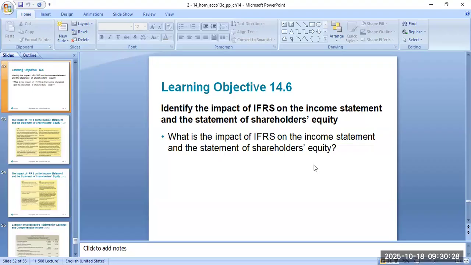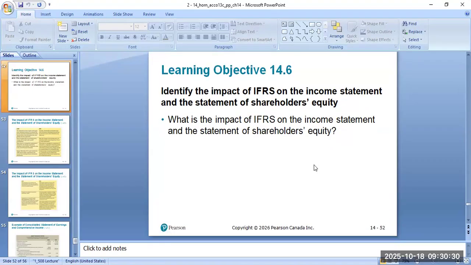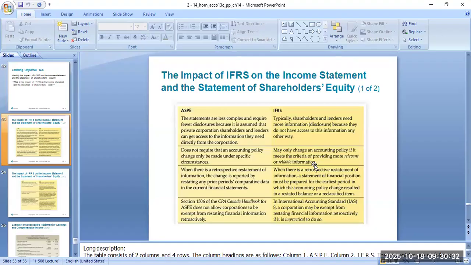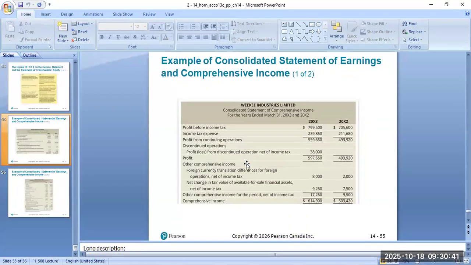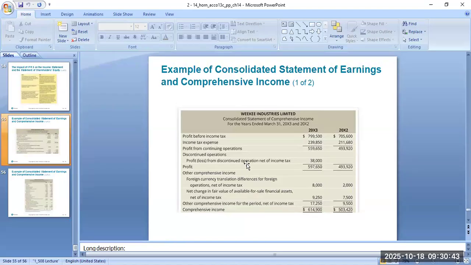On the International Financial Reporting Standards, I already told you at this point, I'm not going to spend time on this comparison. We're going to spend more time on it in intermediate financial reporting, when we have to go over the International Financial Reporting Standards. Once you get an understanding of the International Financial Reporting Standards, then we're going to start comparing the accounting standard for private enterprises, which this course is under, with the International Financial Reporting Standards.